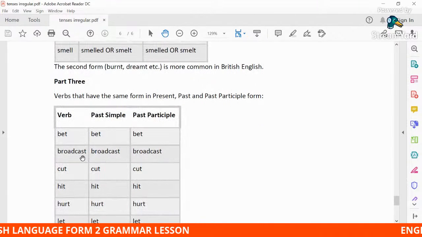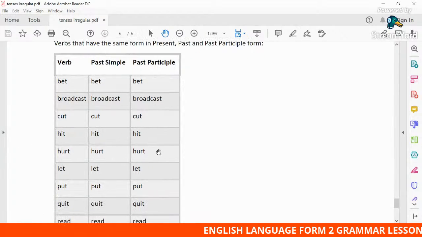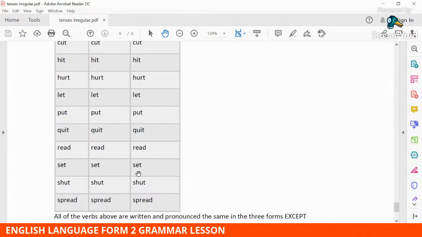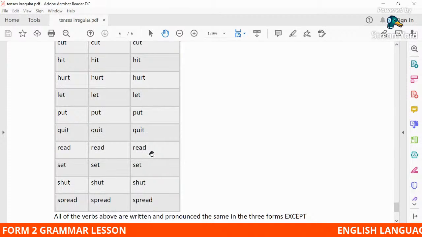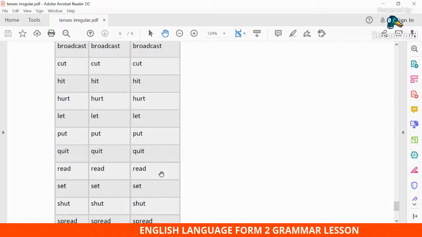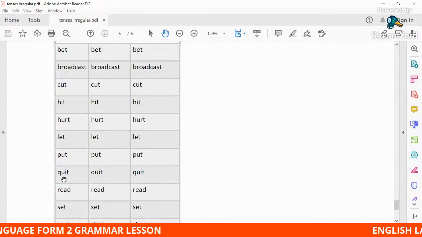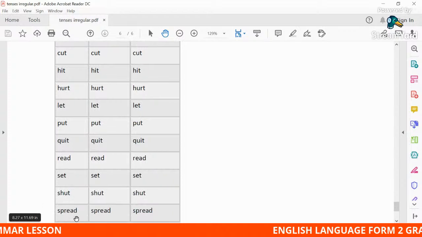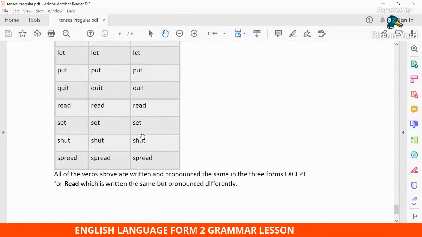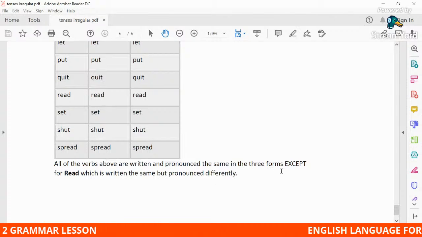Bet, broadcast, cut, hit, hurt, let, put, quit, read, set, shut, spread. Okay, so how many are these? 1, 2, 3, 4, 5, 6, 7, 8, 9, 10, 11, 12. There are 12 verbs which are the same. So I repeat, all of the verbs above are written and pronounced the same in the three forms.